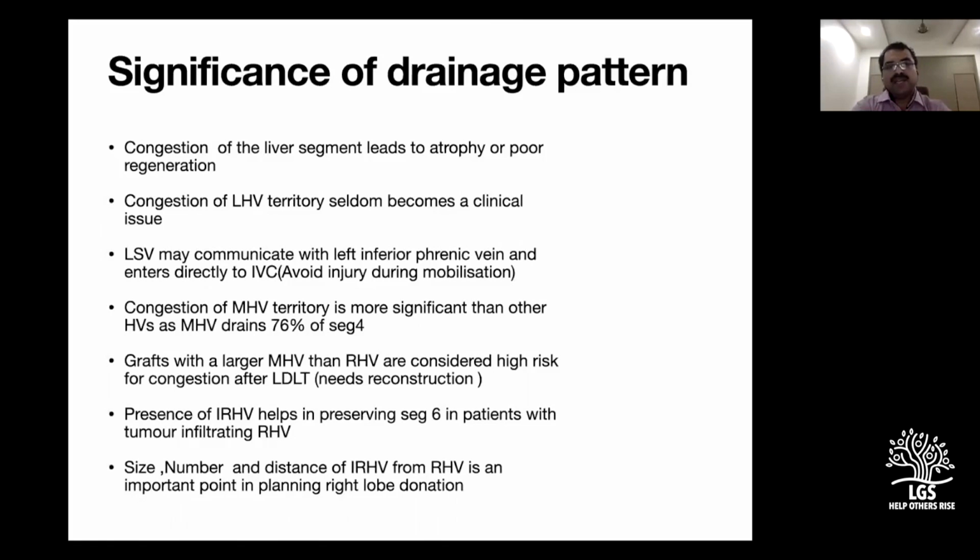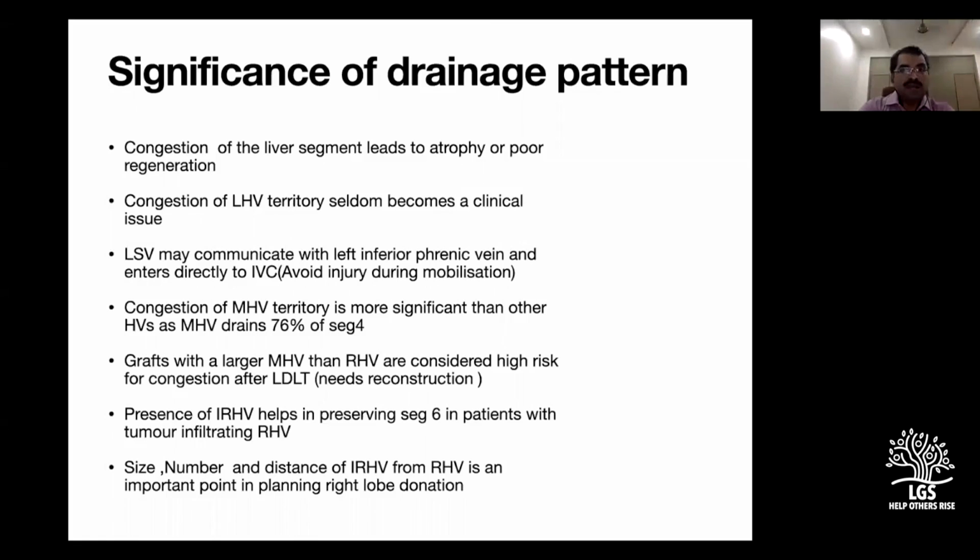Previously, at the beginning, people used to take the right lobe with the middle hepatic vein completely. So the donor had a problem of congestion of segment 4 and so on. So they moved on to the modified right lobe graft, where they won't take the main middle hepatic vein. Instead, they take the segment 5 and 8 veins, reconstruct them, and finally implant them as the modified middle hepatic vein. So that is the importance.